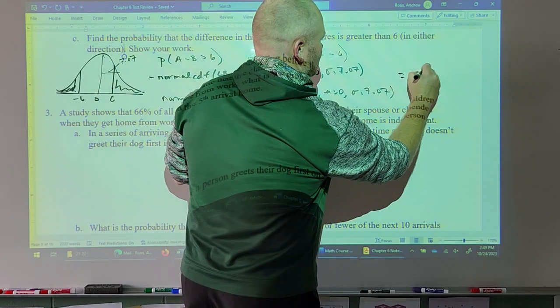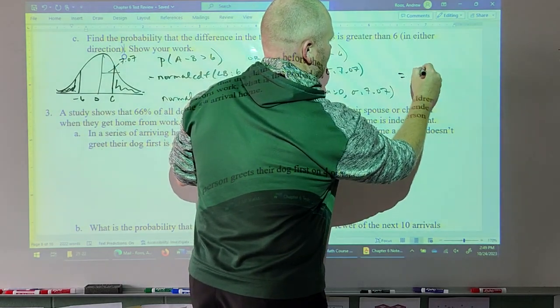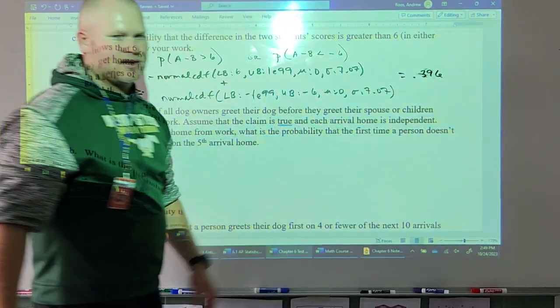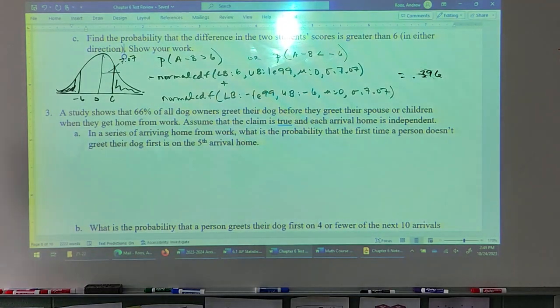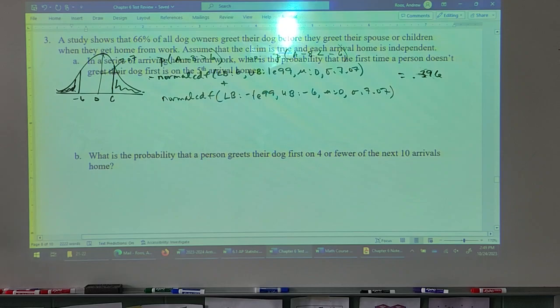We should get 0.396, I believe. Okay. So there's about a 39.6% chance that the difference in the two student scores will be greater than 6. Okay, whether it's greater than positive 6 or greater than negative 6. All right, 3.